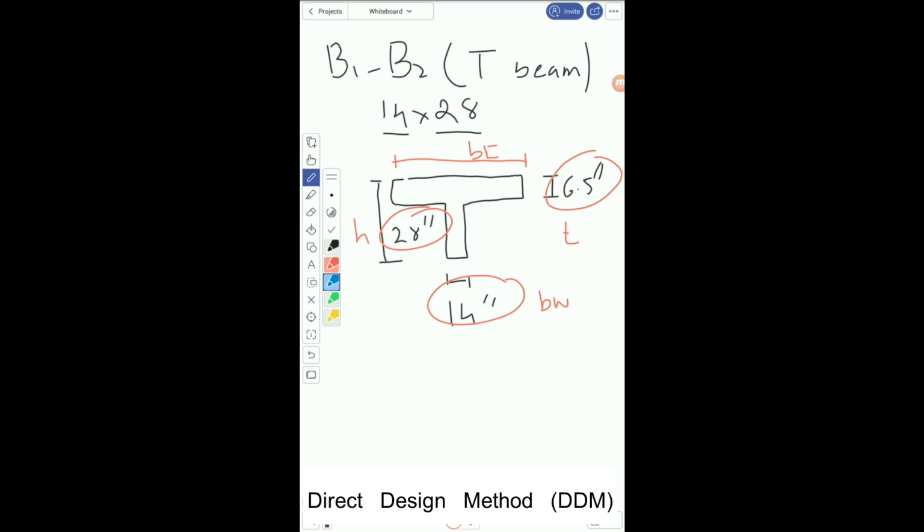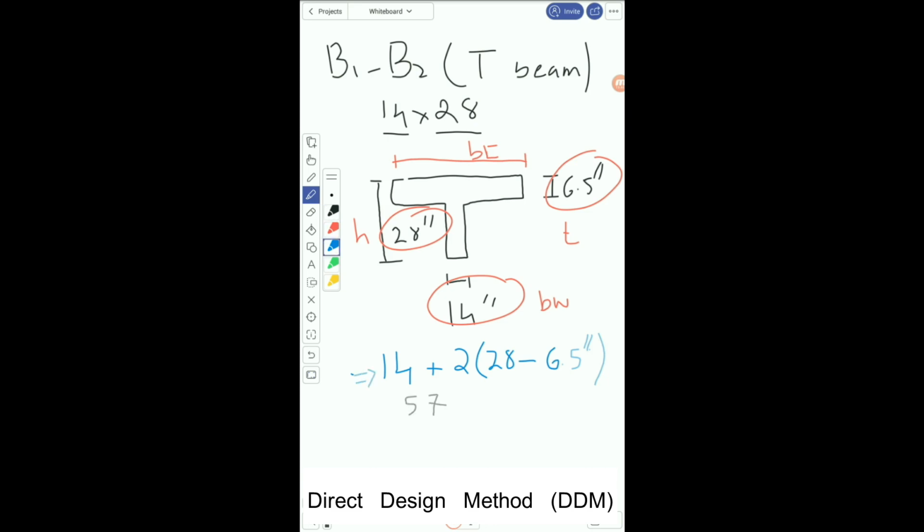The formula is, you have to select a smaller value from BW plus 2 into H minus T. The first thing is BW. What is BW? 14, plus 2 into H minus T. What is H here? 28, minus T, with T being 6.5 inches. The answer is 57.